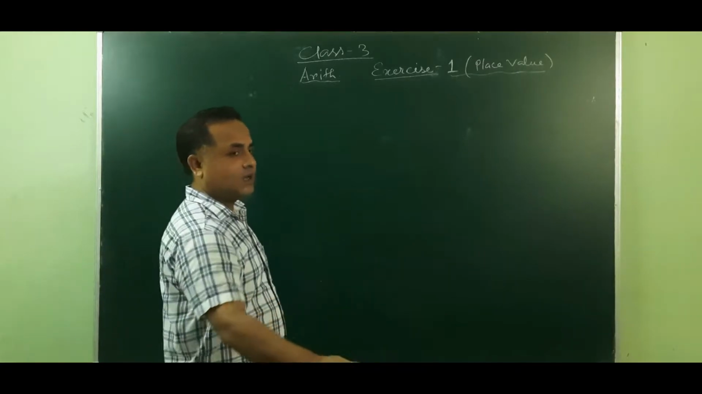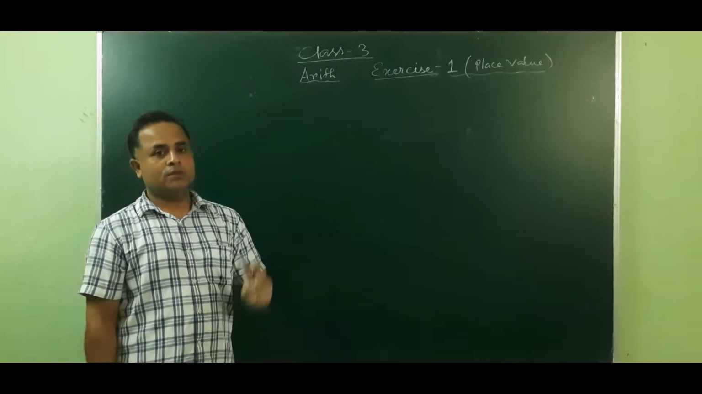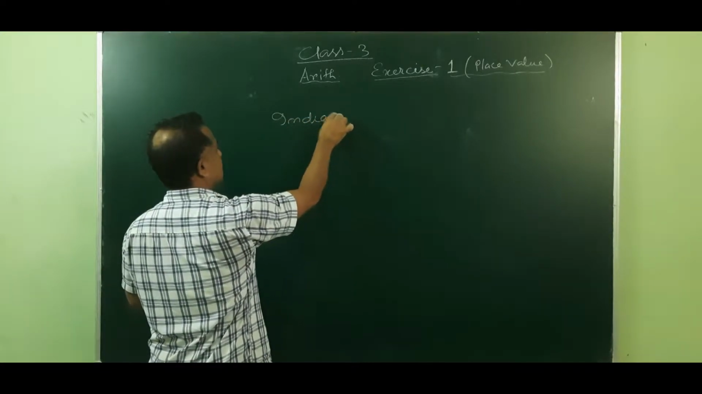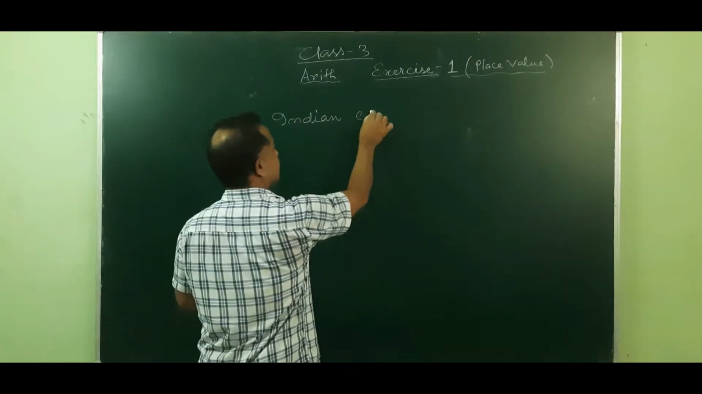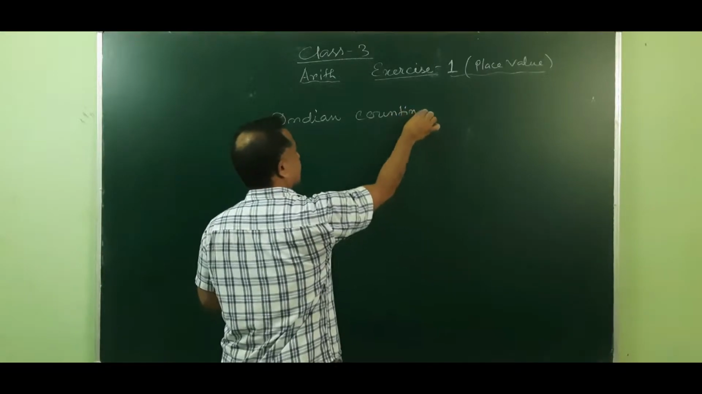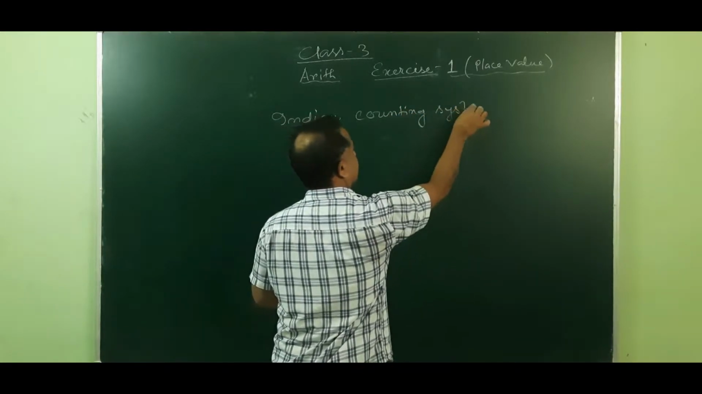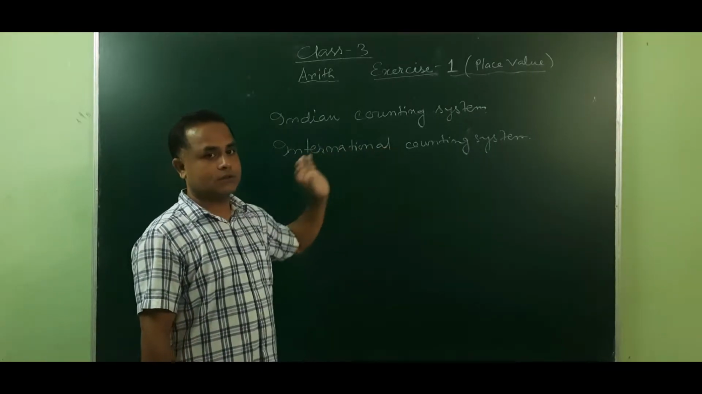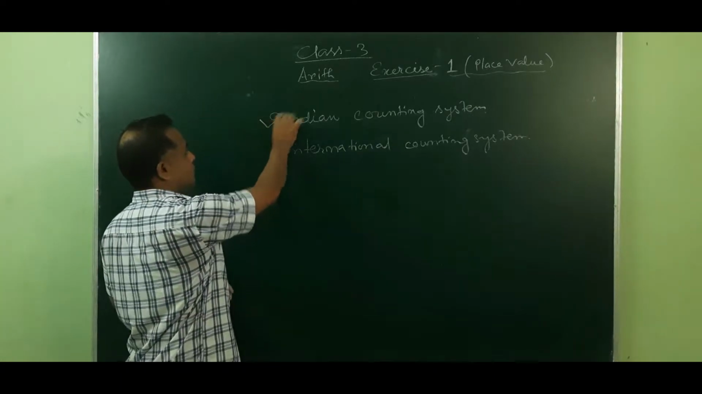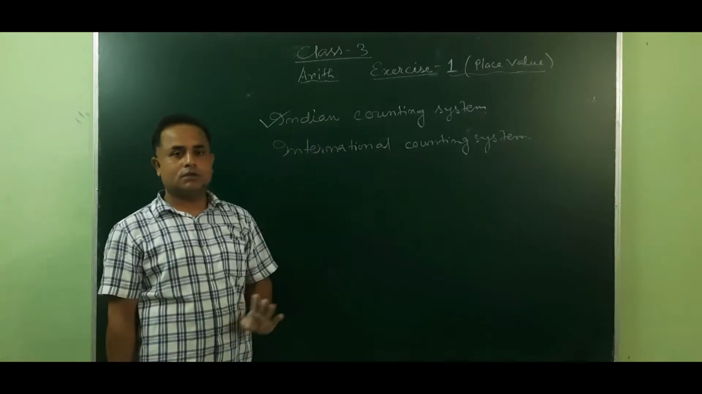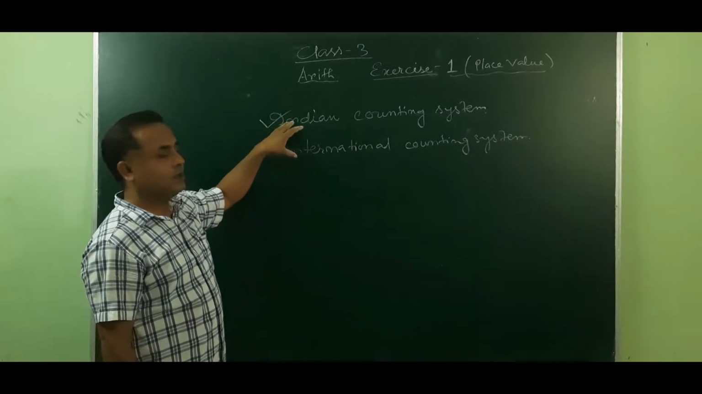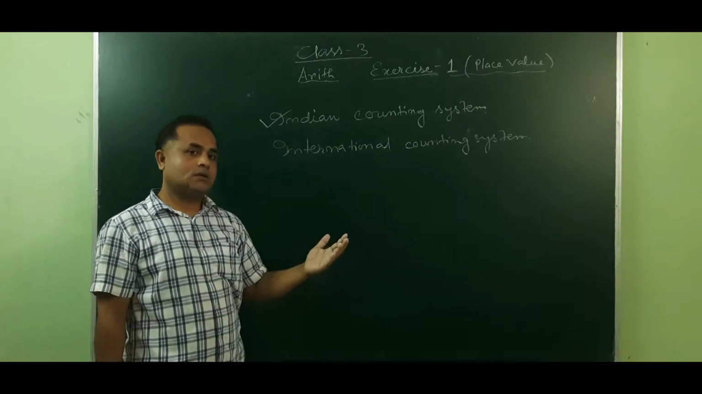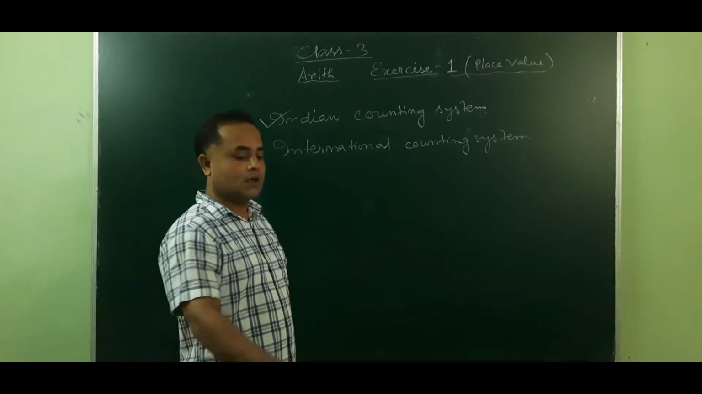Now we will see in our counting systems, we have 2 types of counting systems. One is the Indian counting system, and another one is the international counting system. So today, according to your standard of class 3, we will see the Indian counting system. After knowing the Indian counting system, in the higher classes, you will get the international counting system.